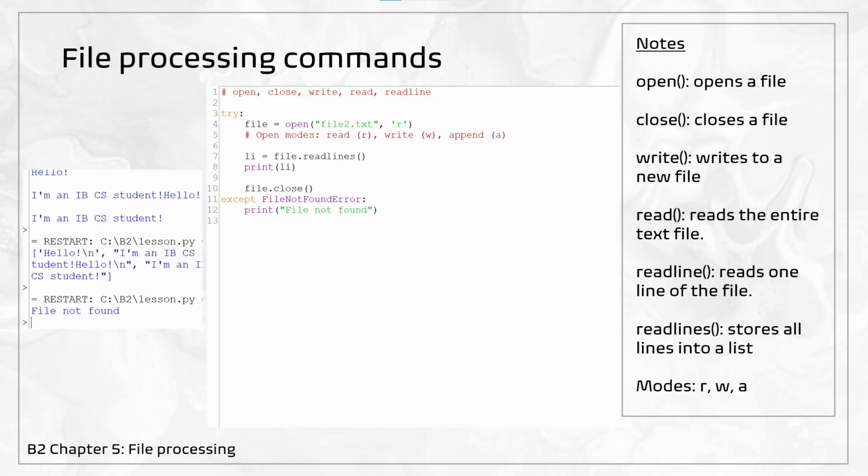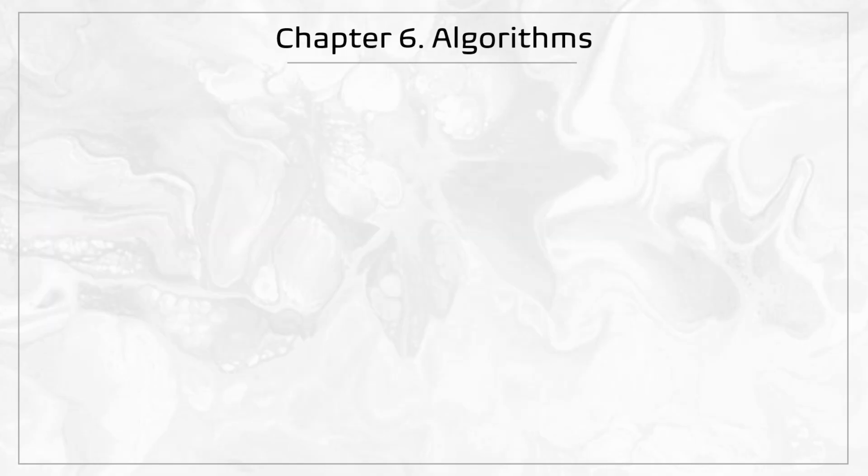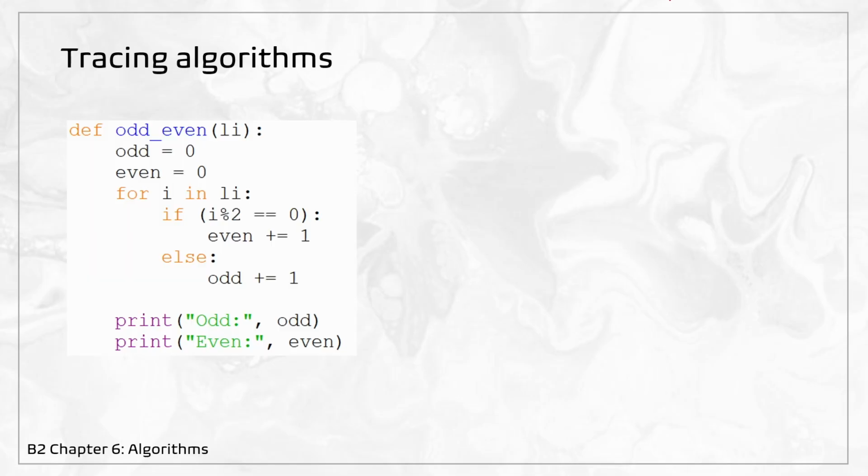And there it is. We've now covered all the basics of Python that you need to know. Now it's time to bring all the concepts we've learned together for the final topic, algorithms. This is where we'll be looking at code made to solve actual problems, instead of just code for the sake of it. Firstly, let's understand how to analyze a given algorithm.